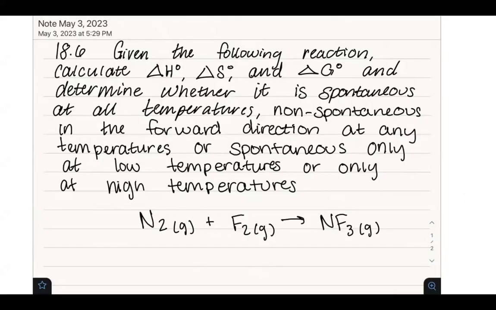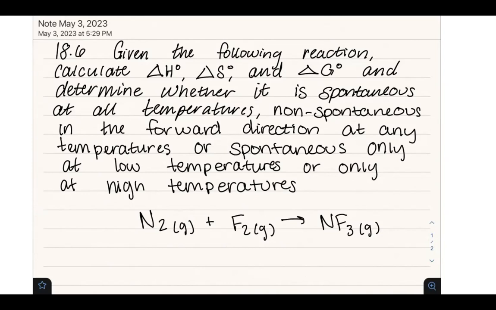So this problem is 18.6 in the extra problem set, and it reads, given the following reaction, calculate delta H, delta S, and delta G, and determine whether it is spontaneous at all temperatures, non-spontaneous in the forward direction at any temperatures, or spontaneous only at low temperatures or only at high temperatures. And the reaction is nitrogen gas plus fluorine gas forms nitrogen fluorine gas.